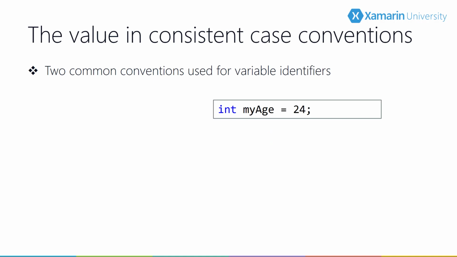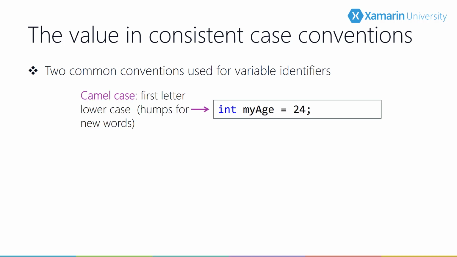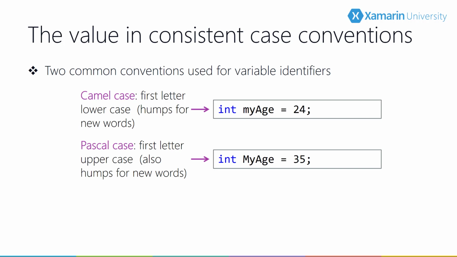Now, sticking with naming here for just a second, there are standard conventions when it comes to casing and naming of variables. The first is called camel casing, where the first word in the variable is lowercase, and then all subsequent words are uppercase. We have Pascal casing, where each word, including the first, is capitalized.